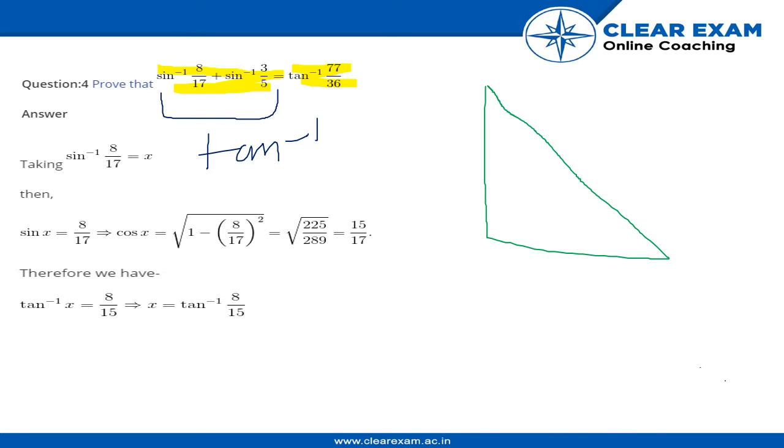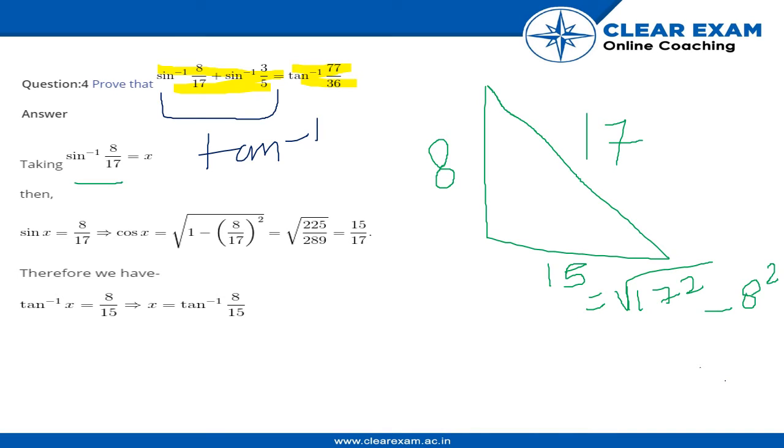Okay, so we have sine inverse 8 by 17. So sine inverse 8 by 17 can be represented as perpendicular is equal to 8 and hypotenuse is equal to 17. Using Pythagoras, the base becomes 15. How? Base is equal to root of 17 square minus 8 square. Solve this expression and you get your answer as 15. So now we have sine inverse of 8 by 17 as tan inverse 8 by 15.